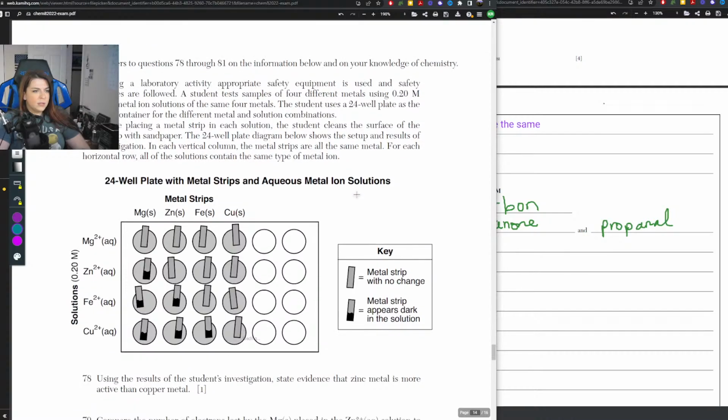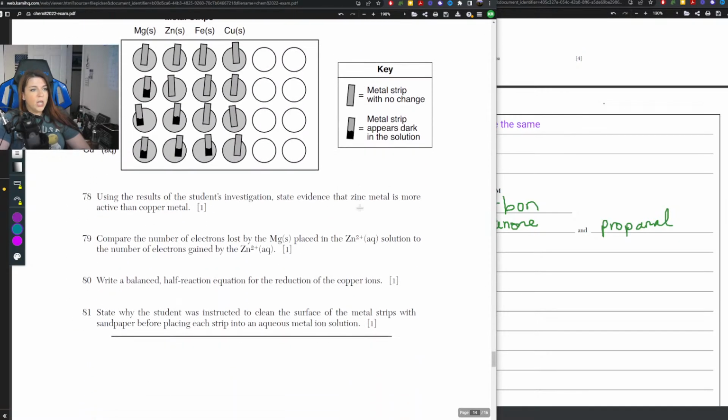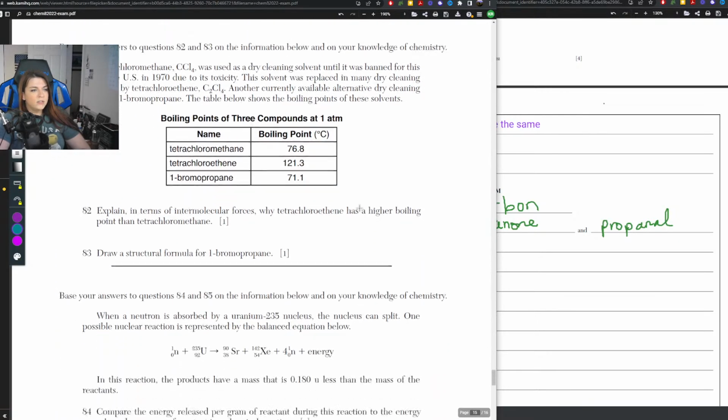Sometimes they're nice and sometimes they're mean. And this is a lot of reading and a lot of stuff for the last few questions.